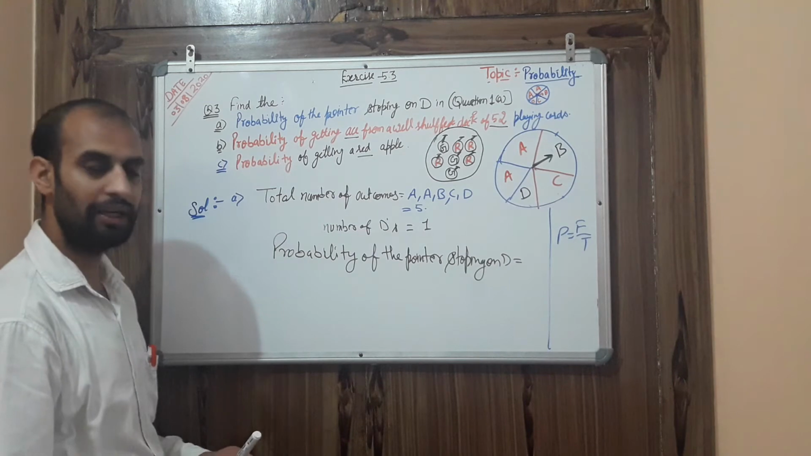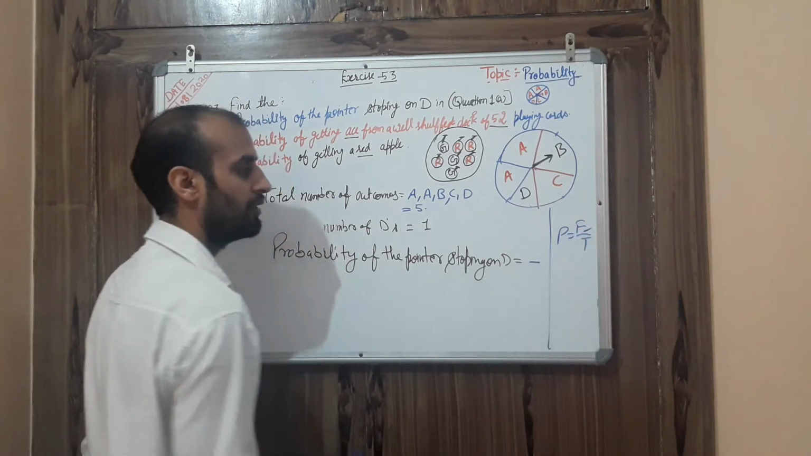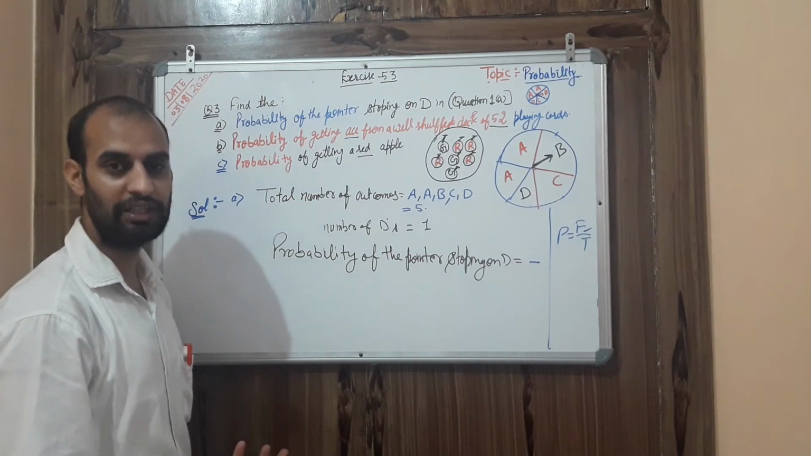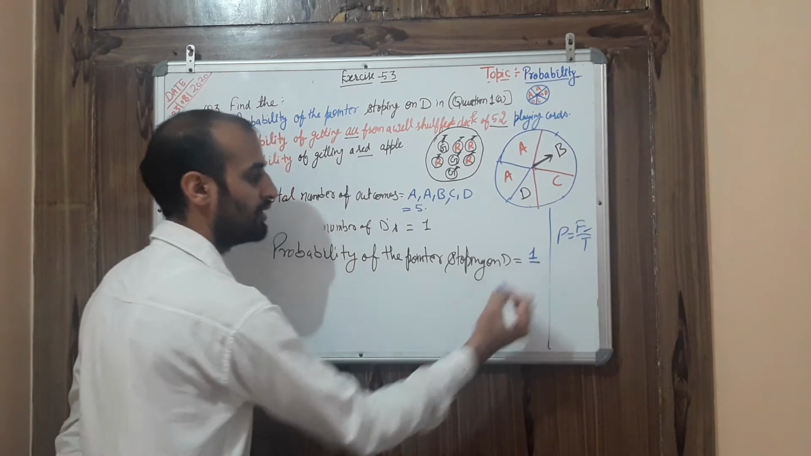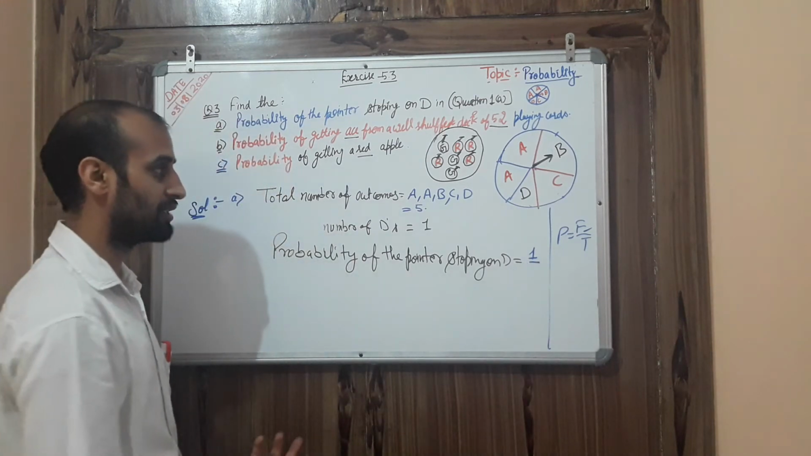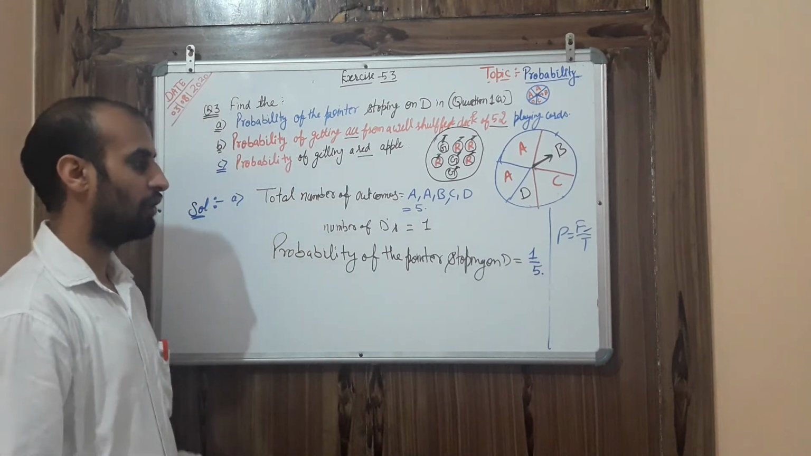As I told you, my dear students, a very easy trick is to find the favorable. That means what is asked in the question. It asks stopping over D, so we have only one choice. But the total number of outcomes is 5. So this is your probability for the first question.